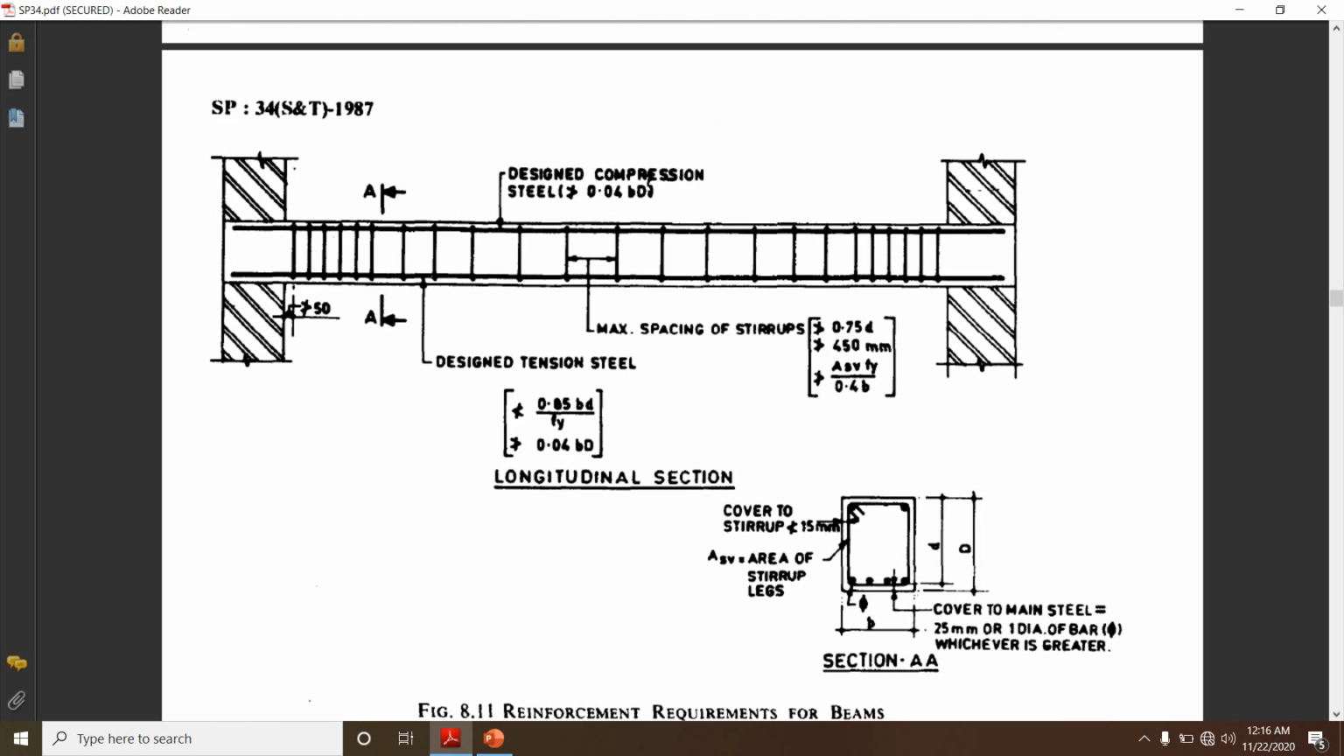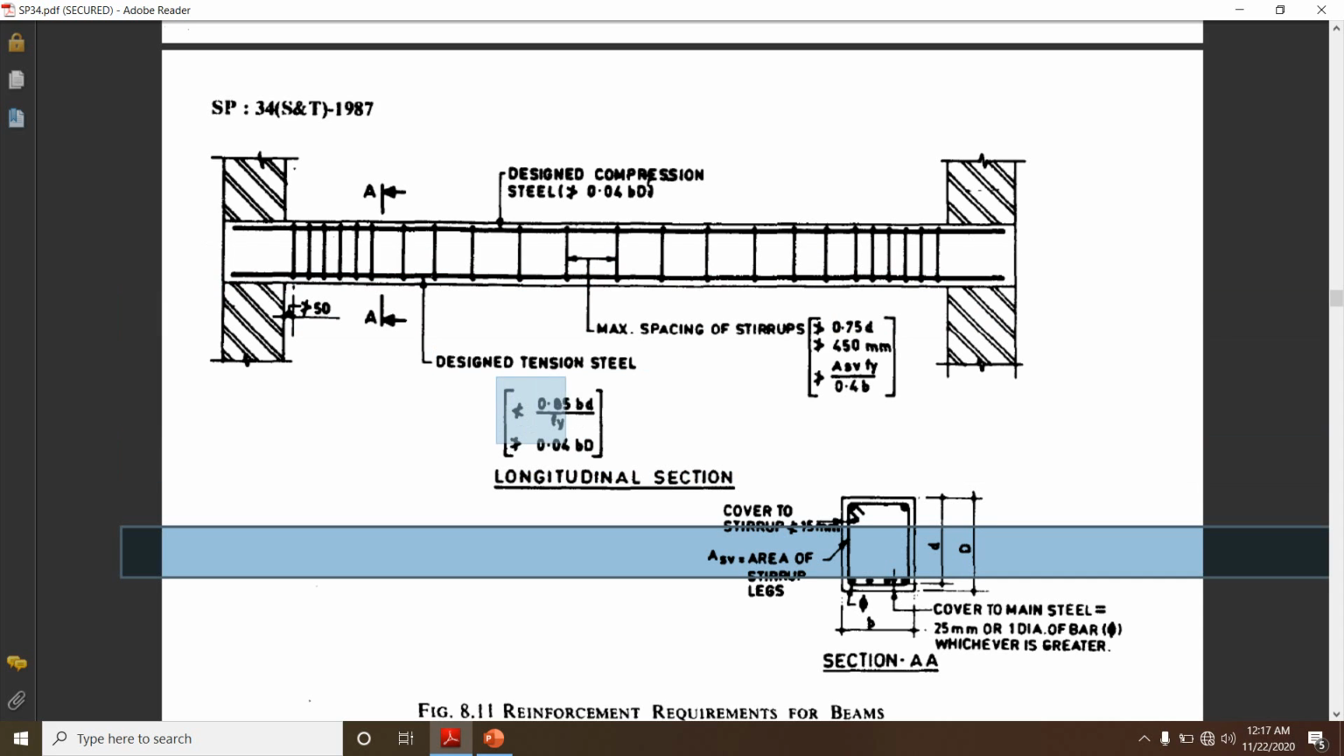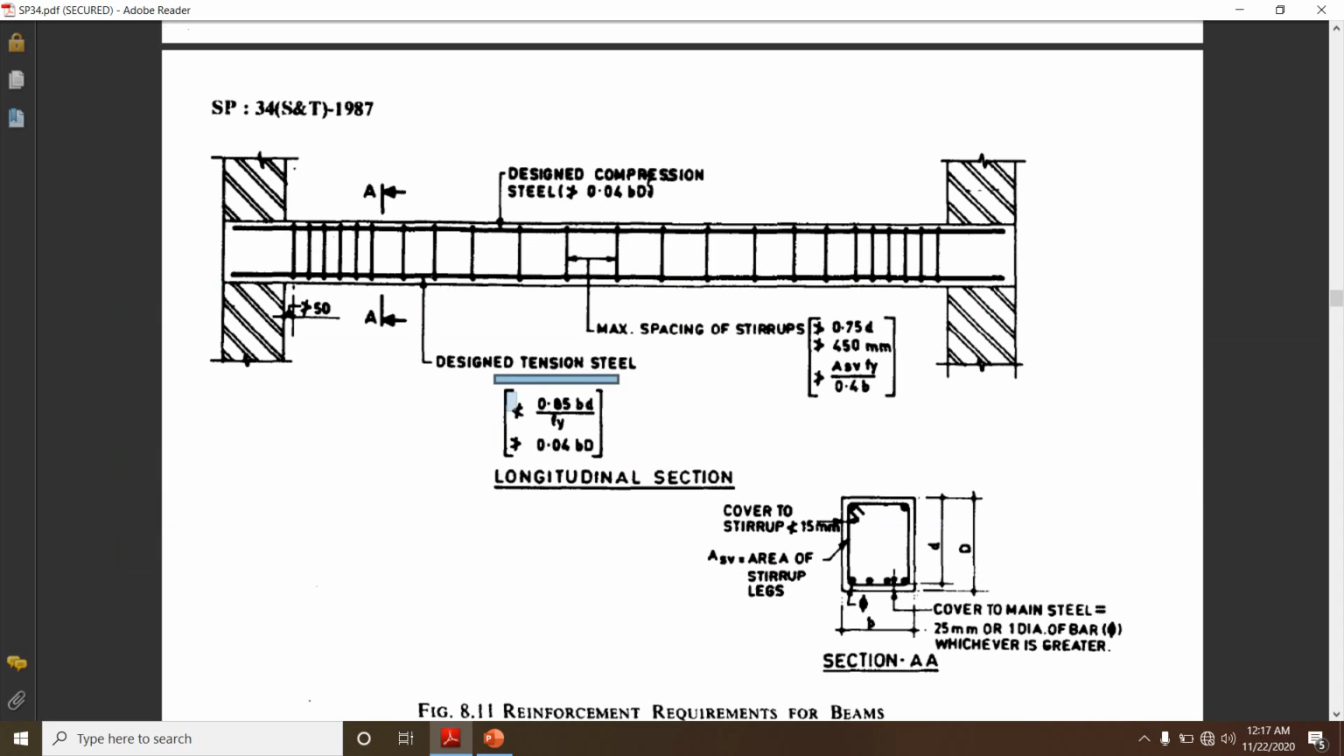Then next, what are all the different requirements we have for a beam. If you see this beam, there are many things which have been given here. First, let us see the tension steel, that means the bottom reinforcement that we are going to provide. There are certain criteria, that is minimum and maximum reinforcement. The minimum should not be less than 0.85 times BD divided by fy, and it should not be greater than 0.04 times BD. So this is regarding the tension steel.